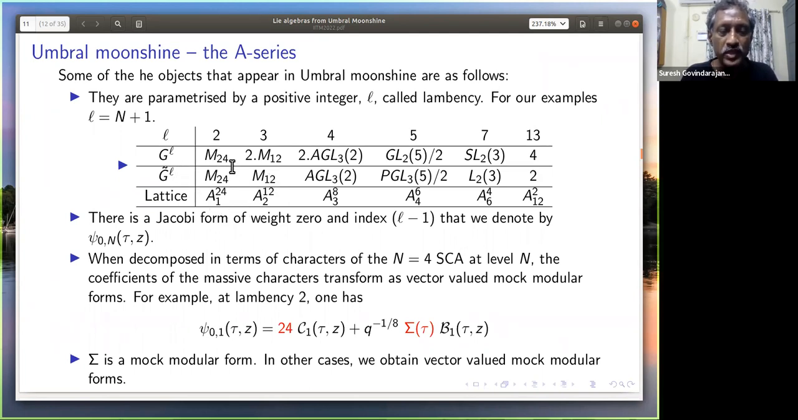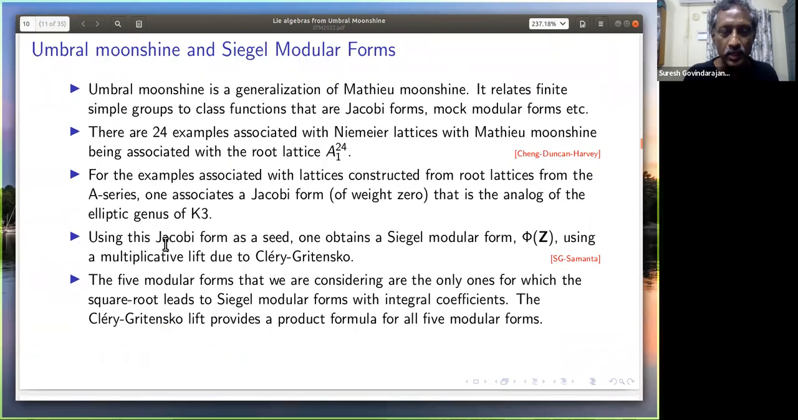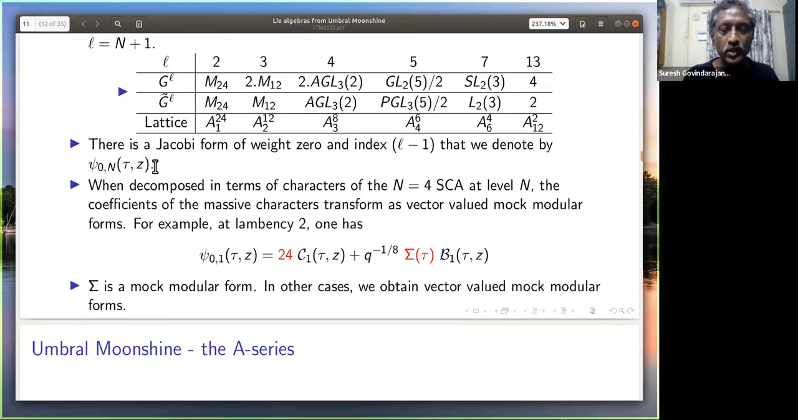And there are groups which generalize M24, some 2.M12, these are all some groups. Four means I think Z4, a cyclic group with four elements, and a cyclic group with 12 elements. And these are the lattices. And to each of these cases, there's a Jacobi form of weight zero and index L minus 1, so it is nothing but index n. There is a Clery-Gritzenko lift that takes as input this Jacobi form, which we wrote here as psi 0n, and from that it constructs for you a Siegel form.